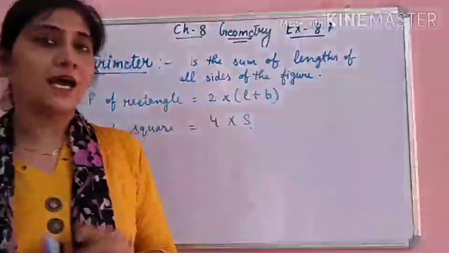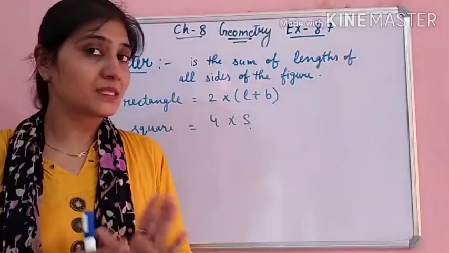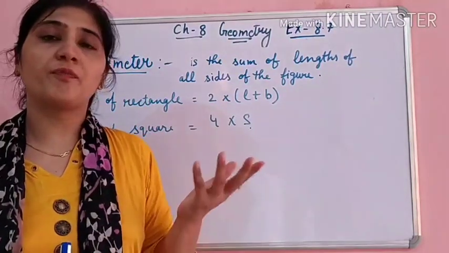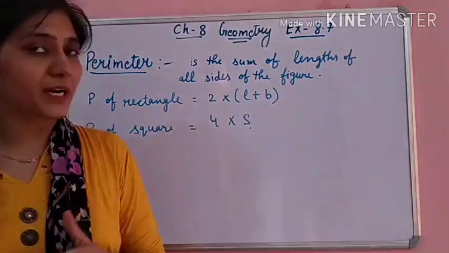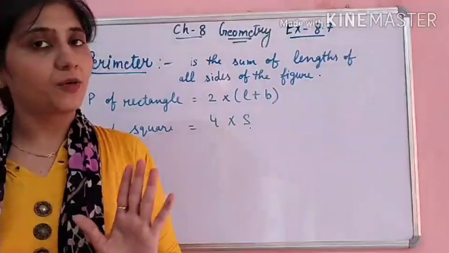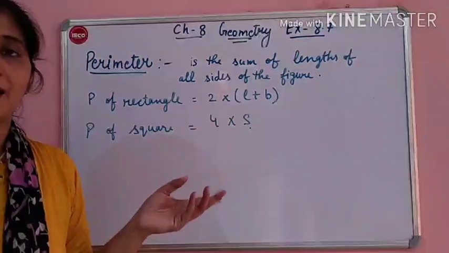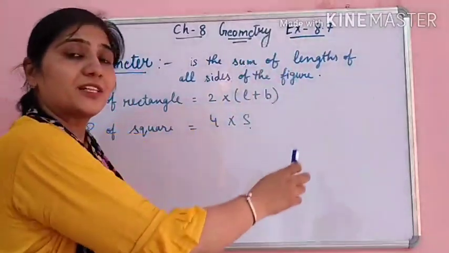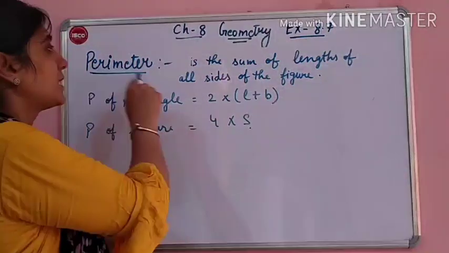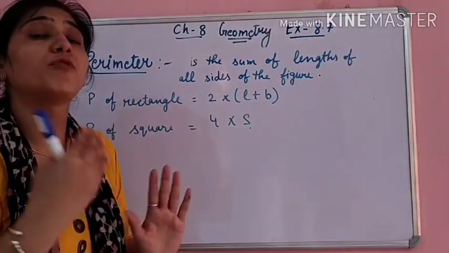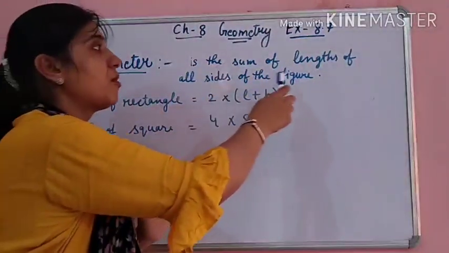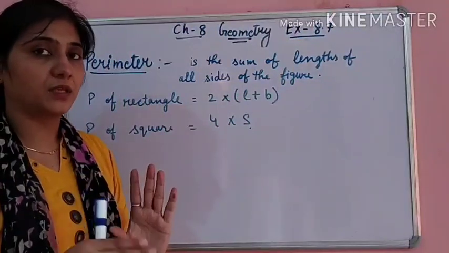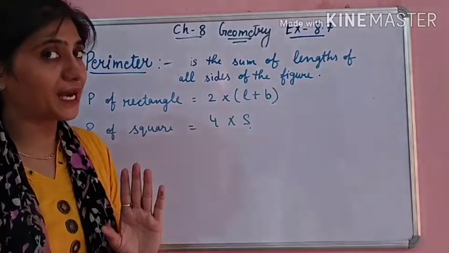Okay students, I hope that the concept of the perimeter is clear to you, and how to find the perimeter of a rectangle and square is clear to everyone. And before starting exercise 8.7, you have to write these three things in your notebook. See, what is the perimeter? It is the sum of the lengths of all sides of a figure. I'm just talking about plane figures or rectilinear figures.